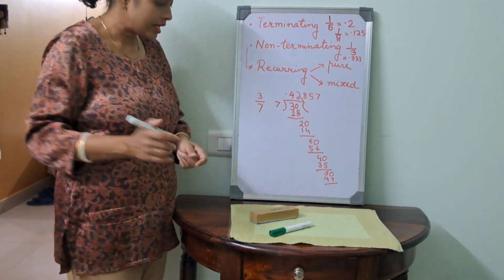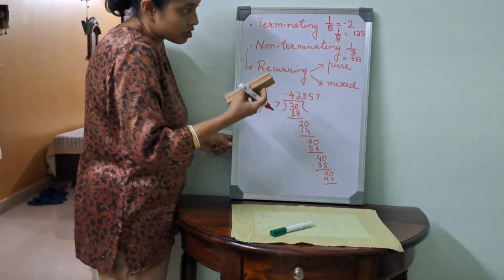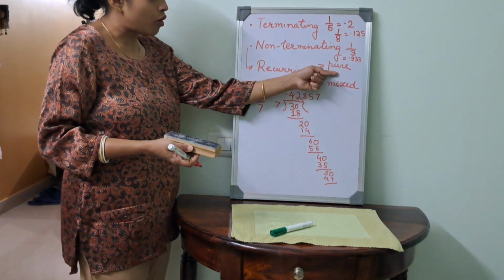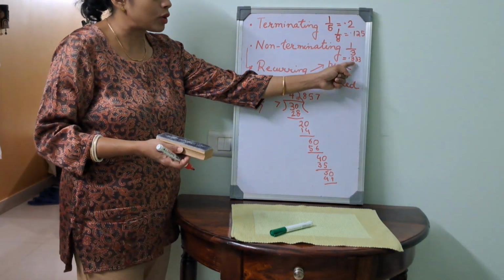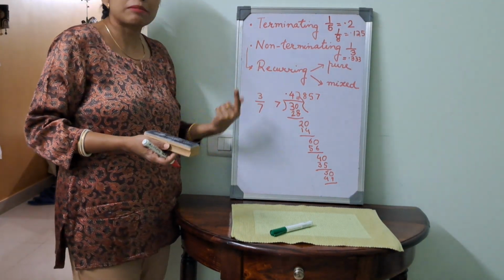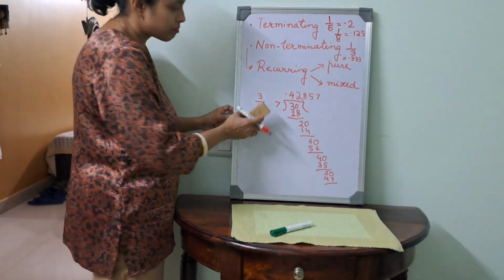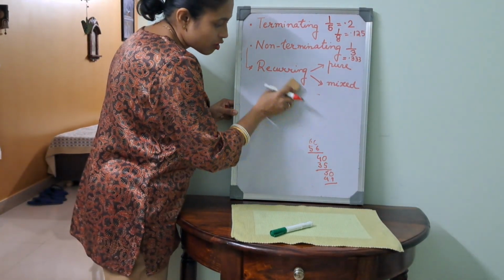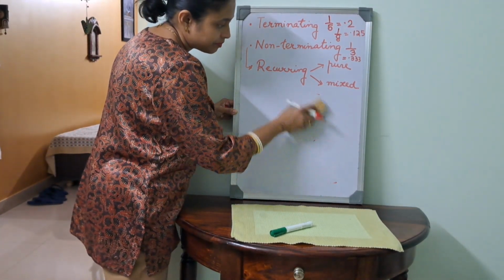So we can say, an example of pure is 1/3. Think about an example for a mixed, recurring, non-terminating decimal.